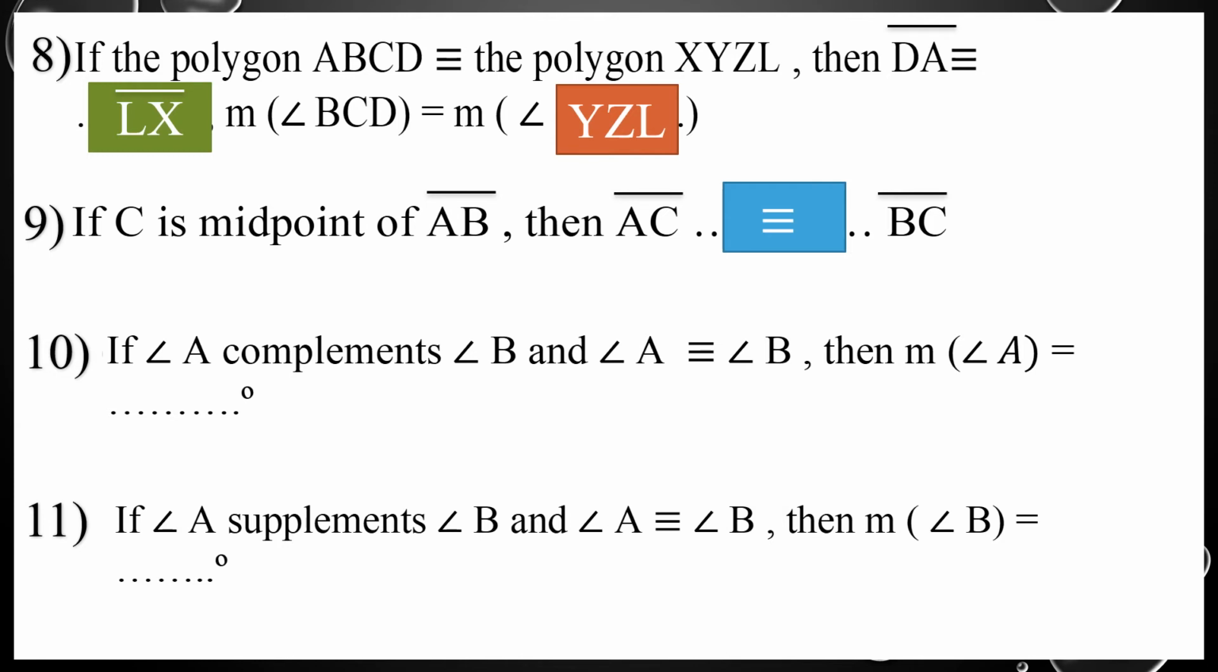If angle A is complementary to angle B and angle A is congruent to angle B, then the measure of angle A equals what? Equals 45. Complement is 90 degrees, and angle A and angle B are congruent, so the measure of angle A equals 45 degrees. If angle A is supplementary to angle B and angle A is congruent to angle B, then the measure of angle B equals 90 degrees.